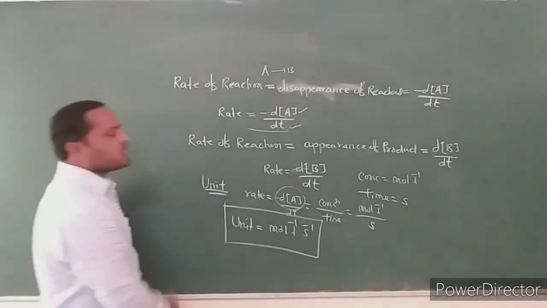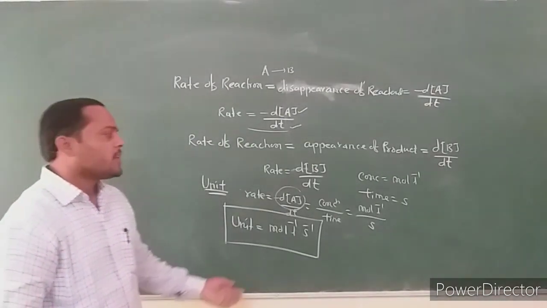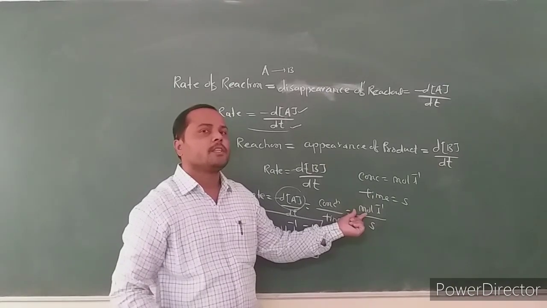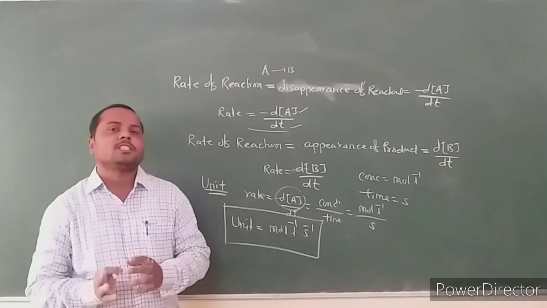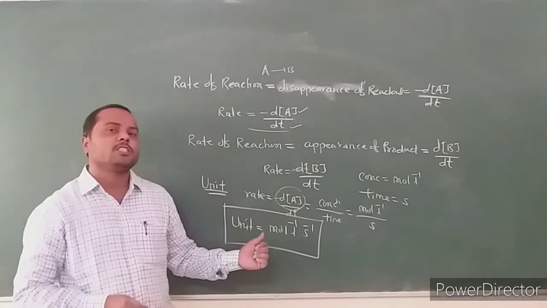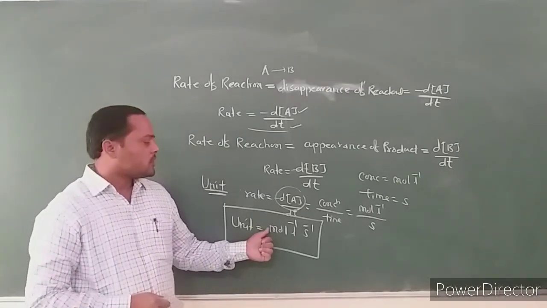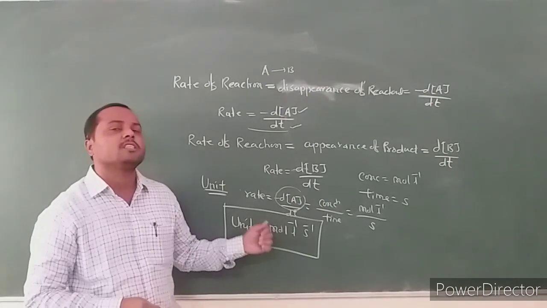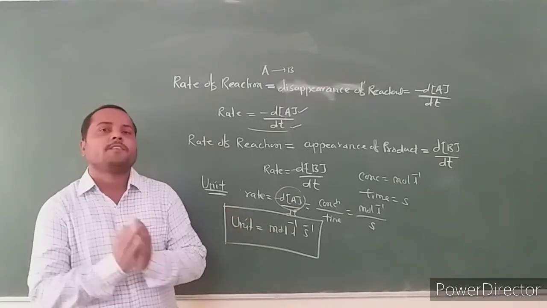For those reactions which occur in solution phase, the concentration is generally measured in mole per liter and time of reaction is measured in second. For reactions occurring in solution, the unit is mole per liter per second. This is the unit of rate of chemical reaction.